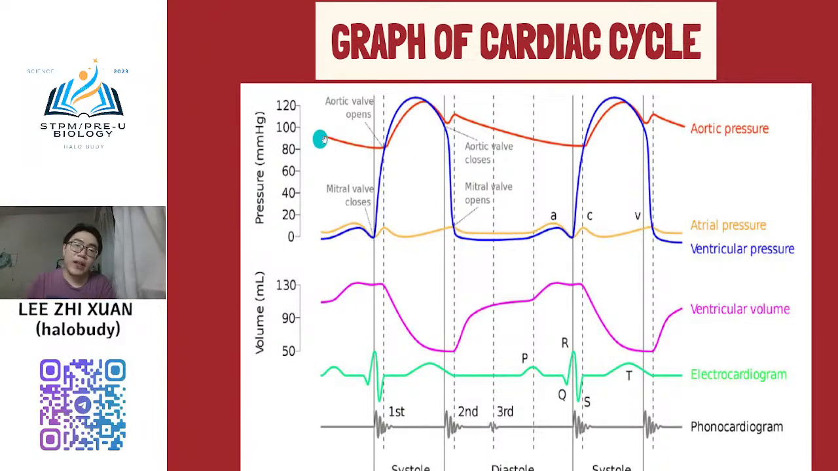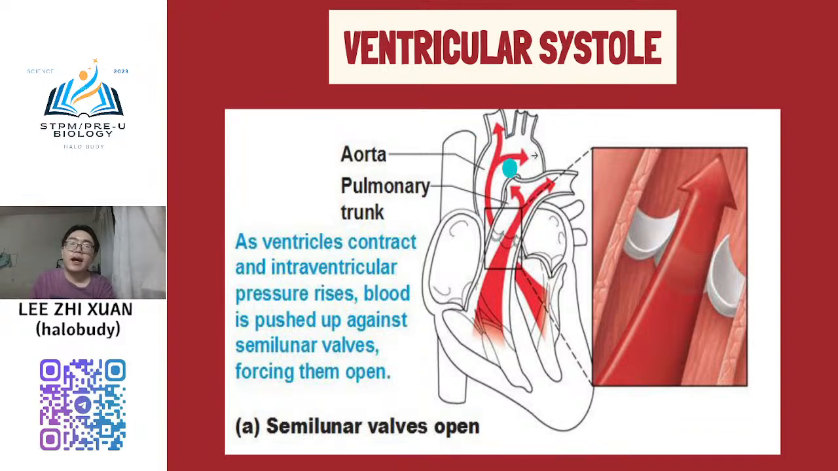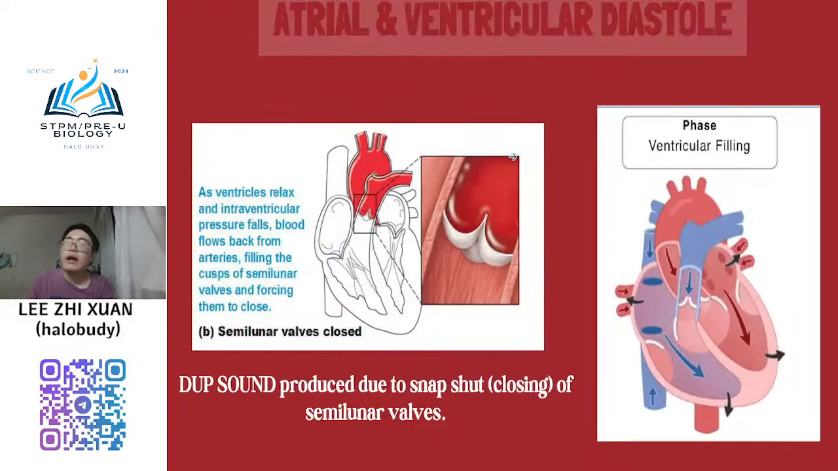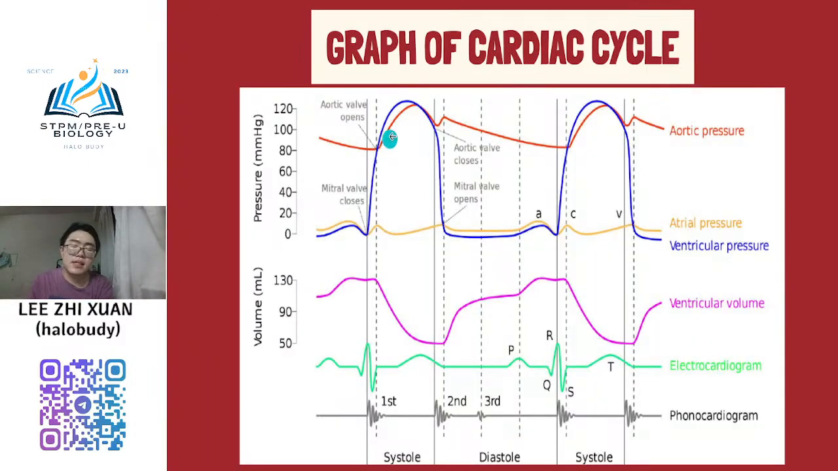This red line, the upper one, is the aortic pressure. Aortic pressure is normally very high, because it is the pressure in the aorta. So that is why you will see it at the very high pressure. And then the blue colored one is the ventricular pressure, the pressure that represents the ventricle.